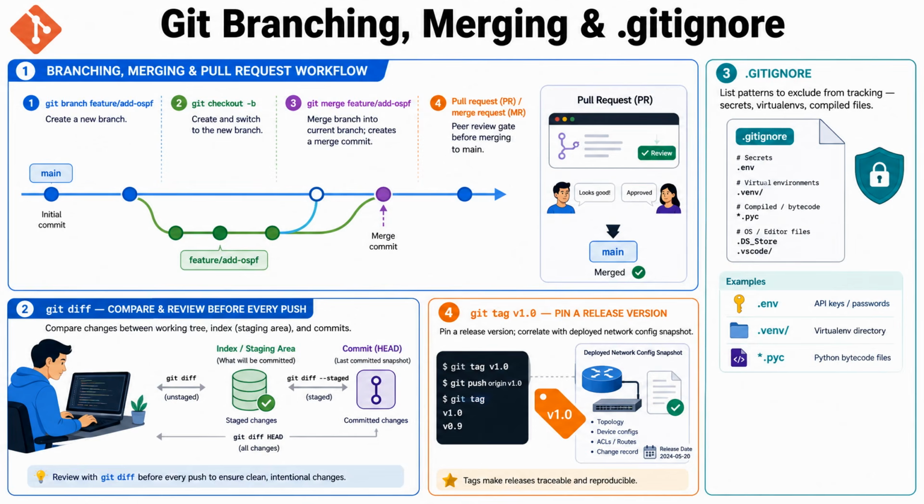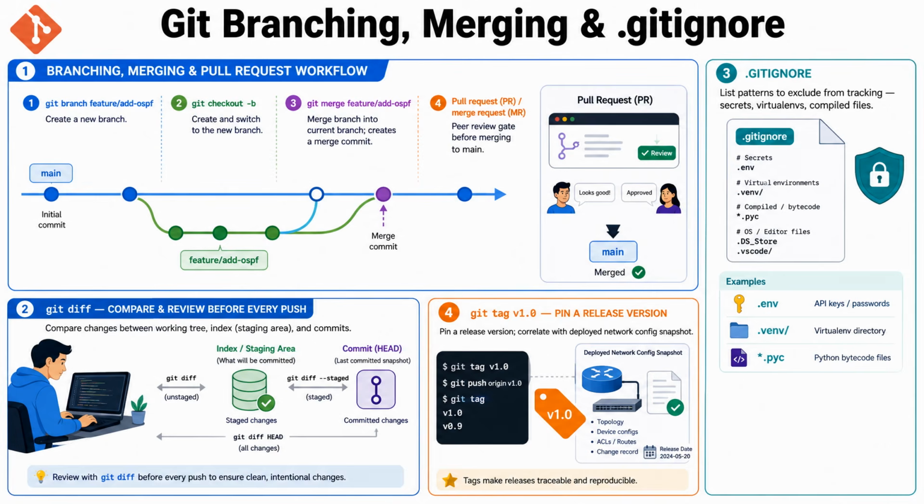Before you push anything, run git diff to see exactly which lines changed in your working tree versus your last commit. It's a fast, low-friction sanity check that catches accidental changes before they become public.